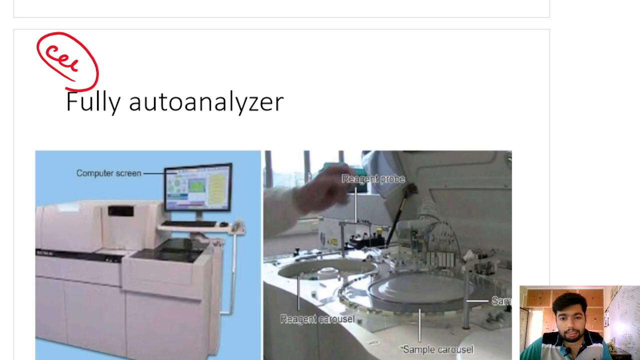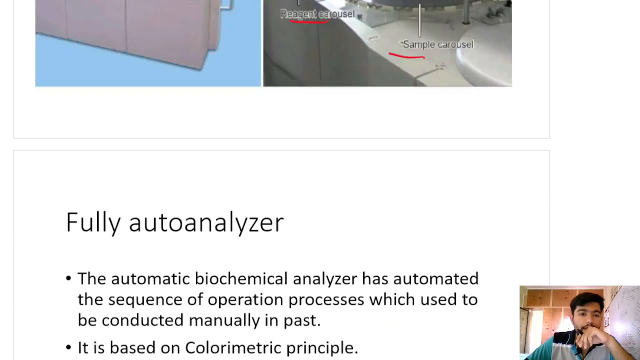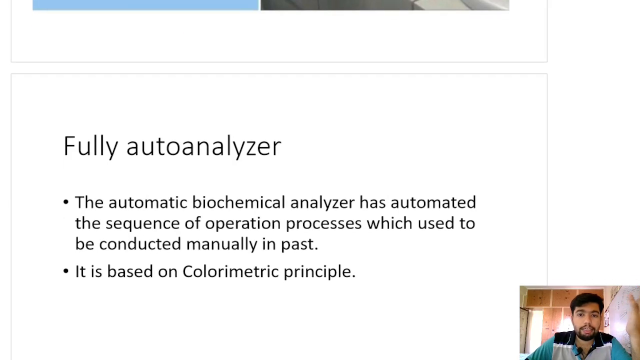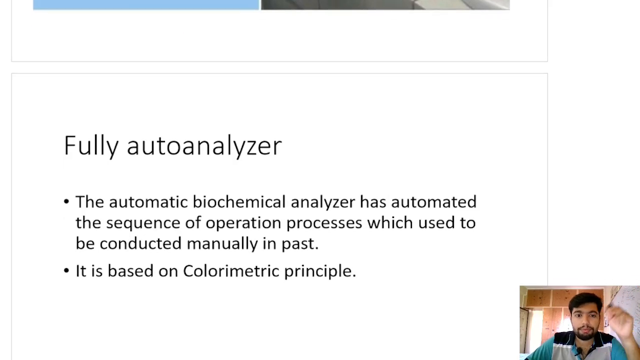So you can see the reagent carousel in which the reagents are put. You can see the sample carousel. At the same time I can put so many samples, 50 to 60 samples, and it will give the result according to the turnaround time of that particular test. So a fully automated biochemical analyzer has automated sequences of operation which used to be conducted manually in the past.